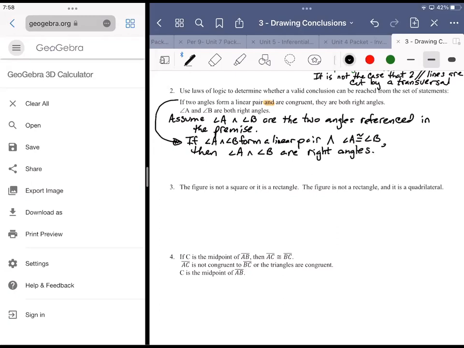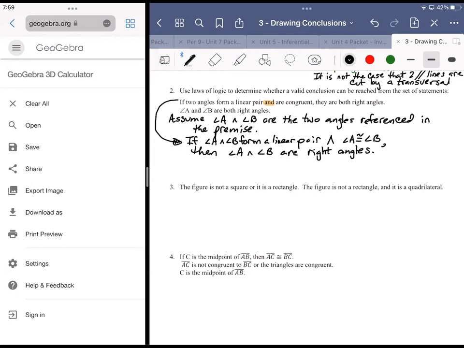That's actually what that first sentence is really saying. It's just written in more everyday terms. Okay? If angle A and angle B form a linear pair, and angle A is congruent to angle B, then angle A and angle B are right angles. Then they affirm the conclusion: A and B are both right angles.